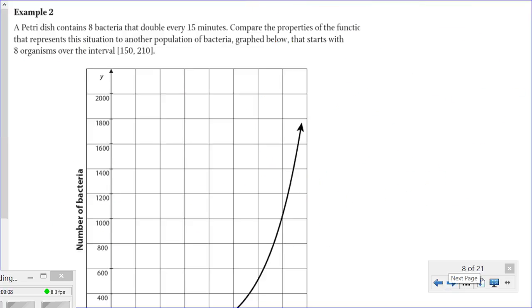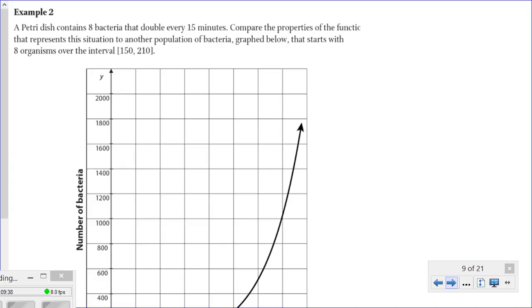Let's turn to example 2. In example 1, we had a table and a graph. In example 2, we have a problem in context and a graph. So here it says a petri dish contains 8 bacteria that double every 15 minutes. Compare the properties of the function that represents this situation to another population of bacteria graphed below that starts with 8 organisms over the interval 150 to 210.